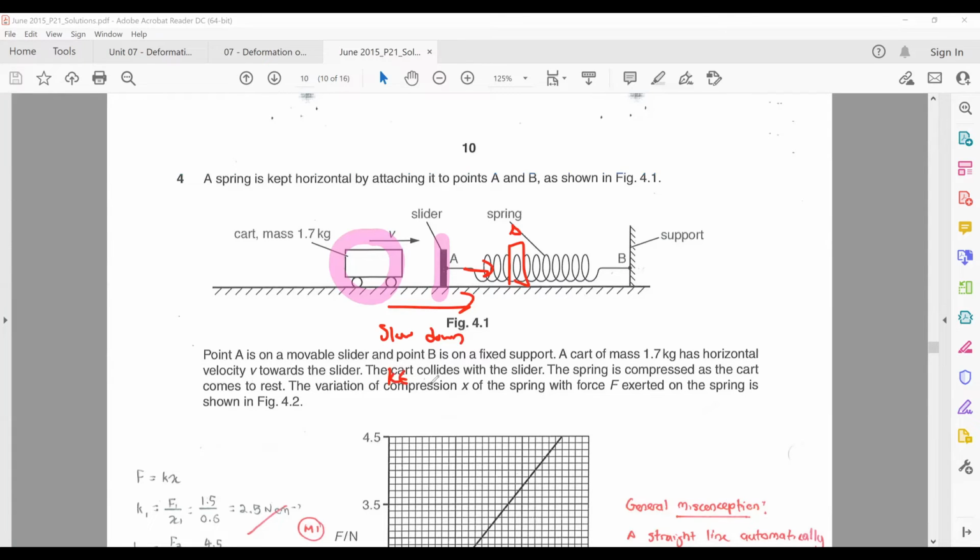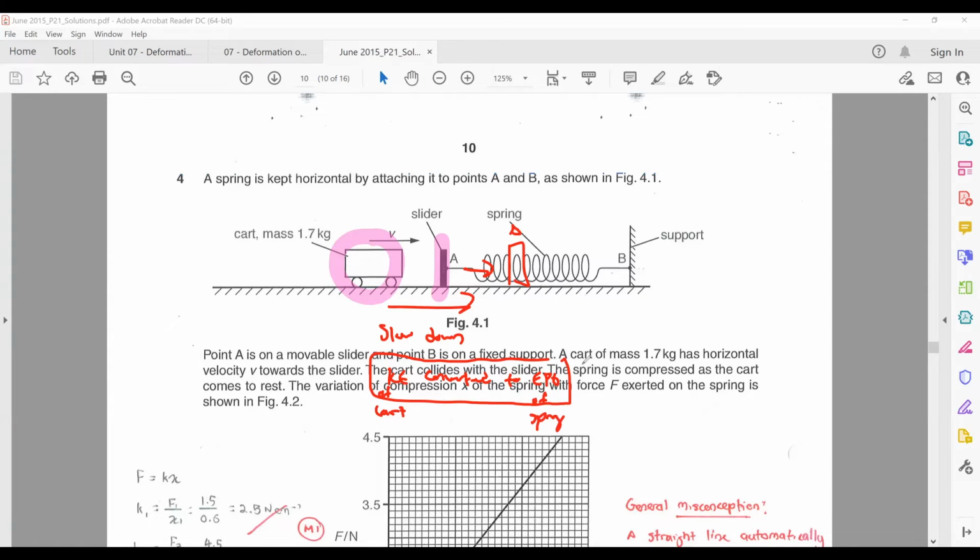Because what happens here is that the KE is converted to EPE. Okay, the cart slows down, so the amount of KE that is lost is converted to EPE stored inside the spring. So KE is converted to EPE. KE of cart is converted to EPE of spring.